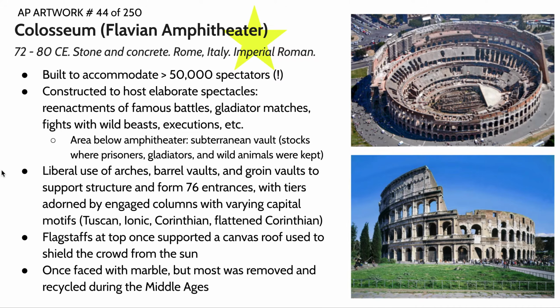It was this massive amphitheater to accommodate over 50,000 spectators. That's 50,000 spectators, which is a massive amount of people even by today's standards. So you can imagine that 2,000 years ago, this was an absolute spectacle. So this building was constructed to host these elaborate spectacles, mostly reenactments of famous battles, gladiator matches, fights with wild beasts, as well as executions.